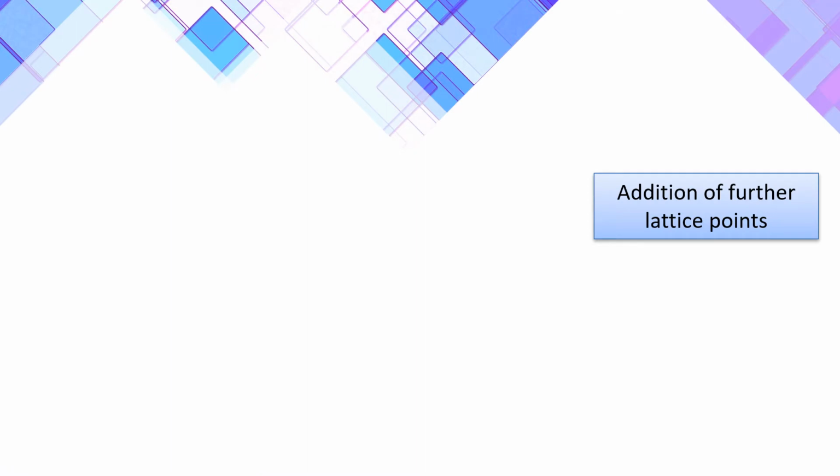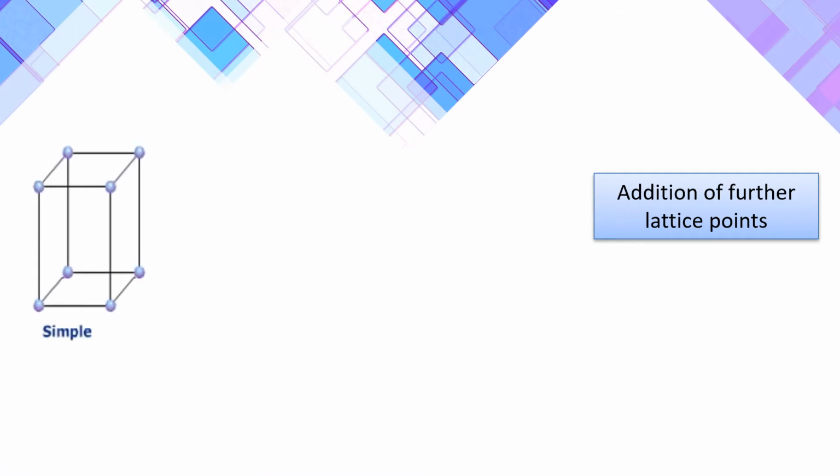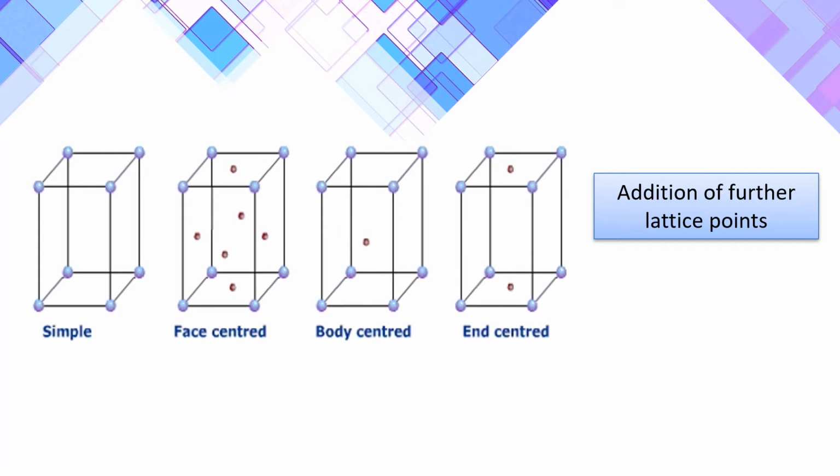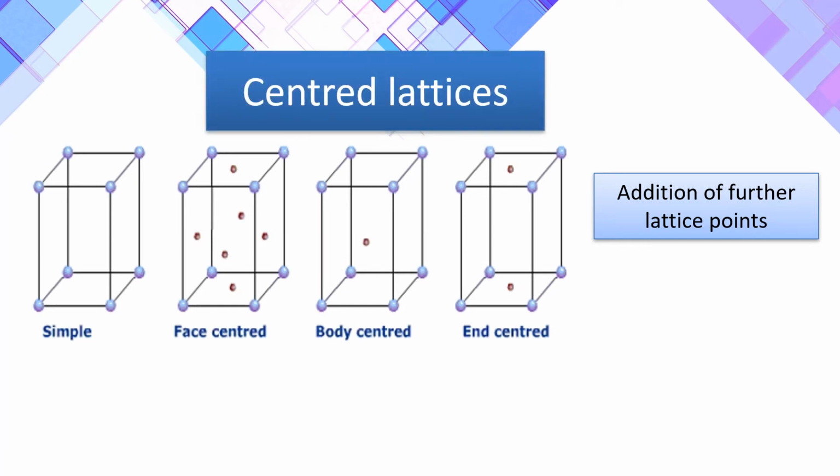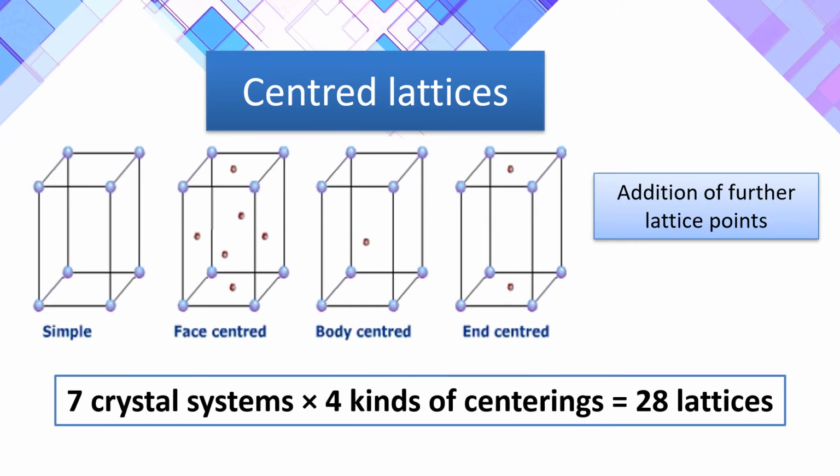Adding further lattice points to the simple cubic lattice results in the face-centered, body-centered, and end-centered lattices. And these are called the centered lattices. Thus, there are 4 kinds of centerings: the 3 centered lattices and the primitive lattice. Since there are 7 crystal systems and each can have 4 kinds of centerings, there should be a total of 28 lattices.